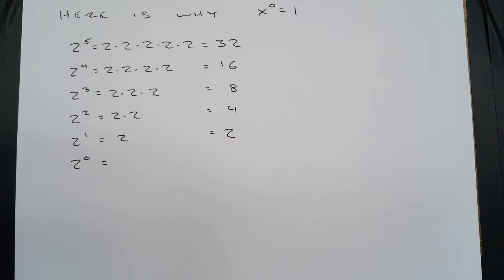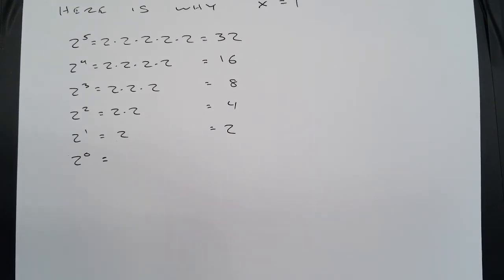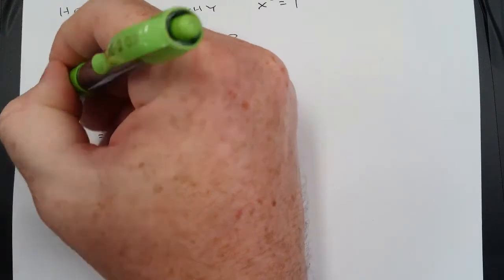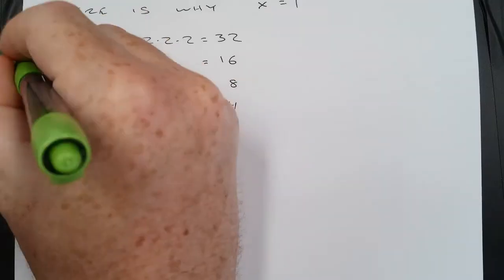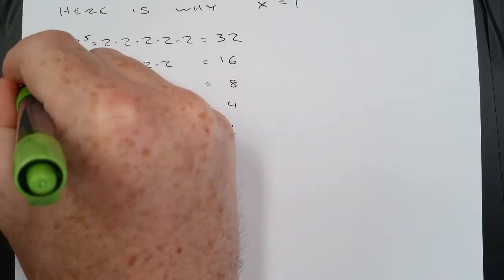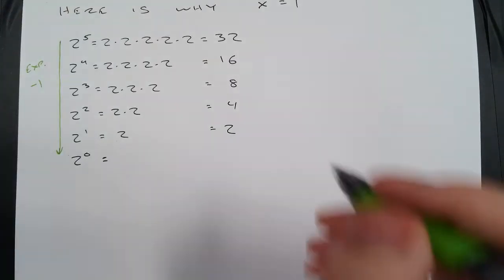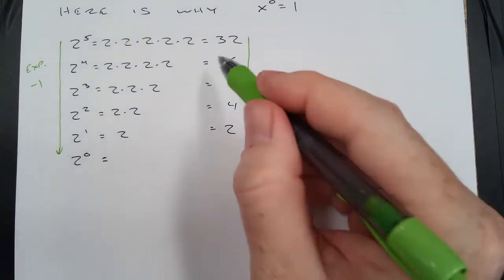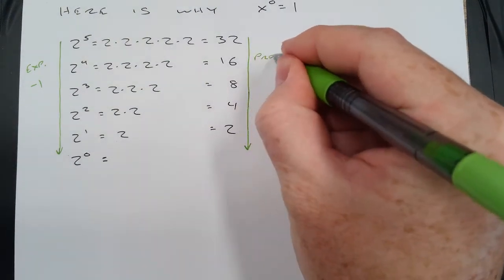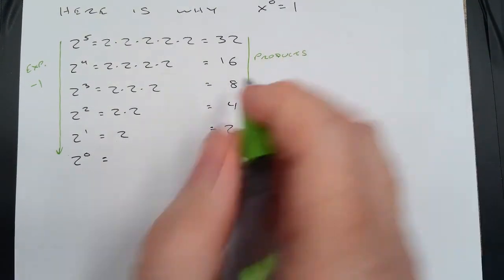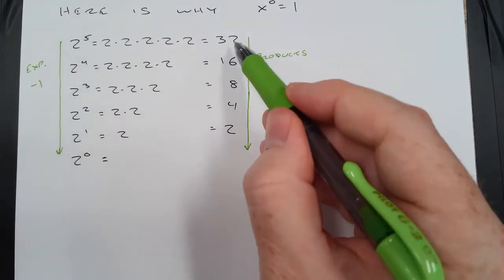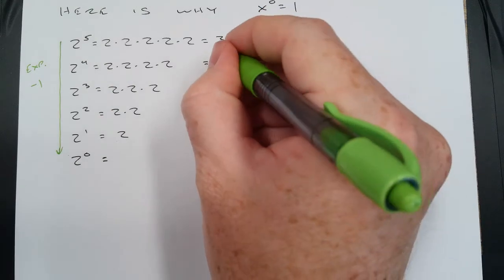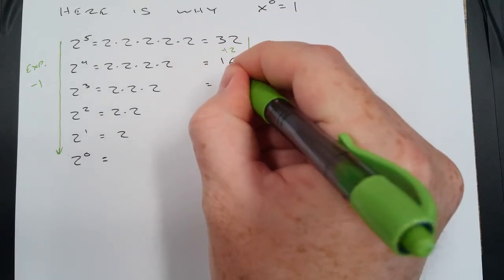So let's look at the patterns that you see emerging right here. On this side, you will see that the exponents are counting down by 1. The exponents are doing minus 1. What is happening to the products on this side? When the exponents go down by 1, the products are dividing by 2. That's the pattern.